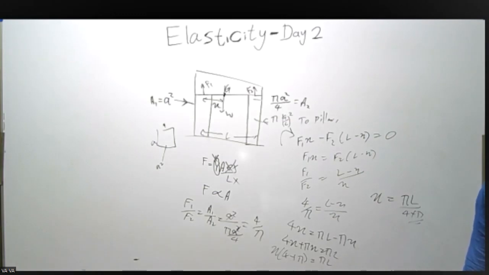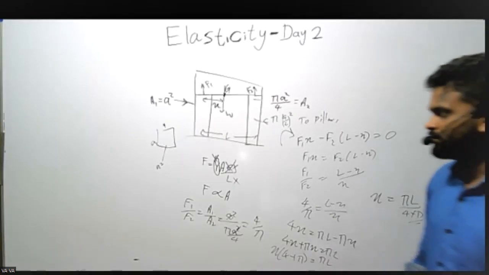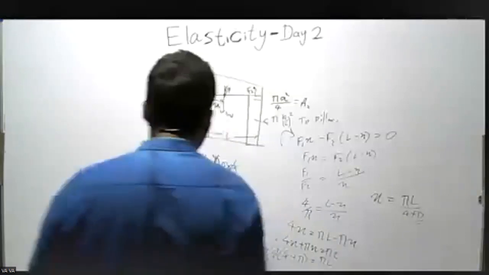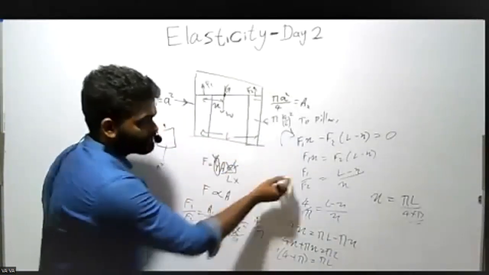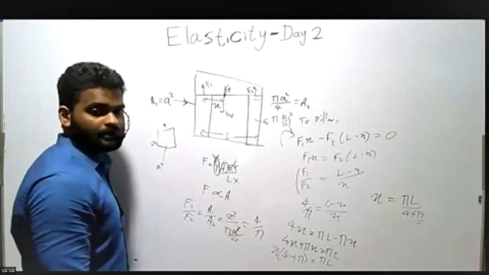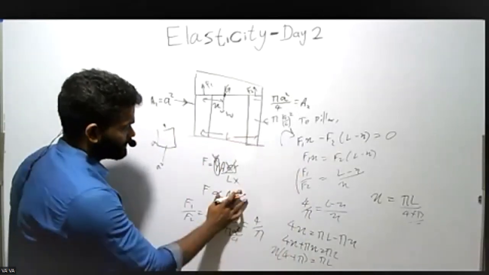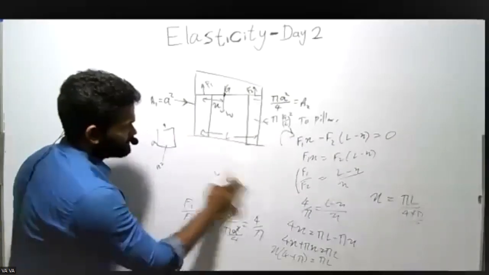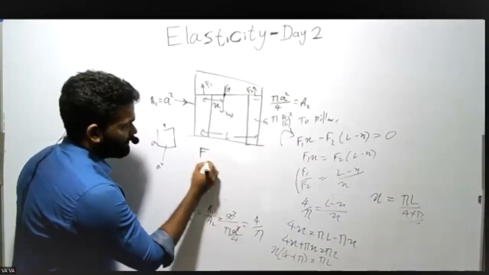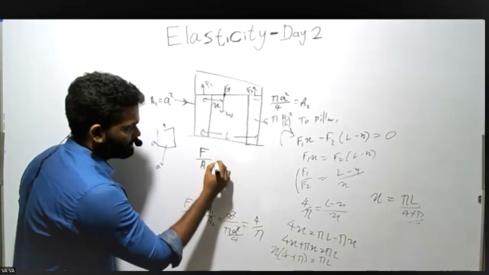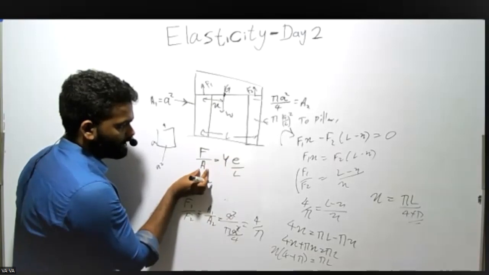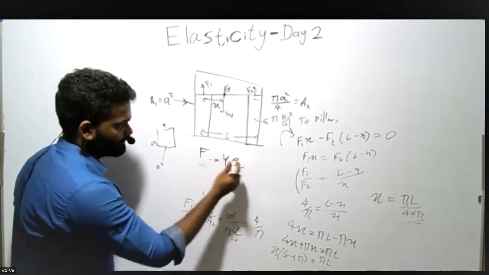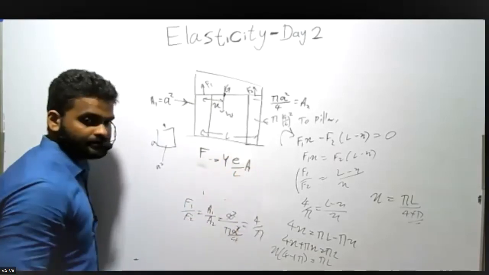So is that the problem? Okay. So what we need is this ratio, right? F1 divided by F2. So we have this equation: F divided by A is Y times E divided by L. I put A to the other side. I'll write that like this.